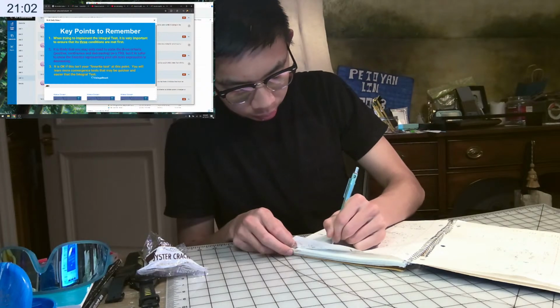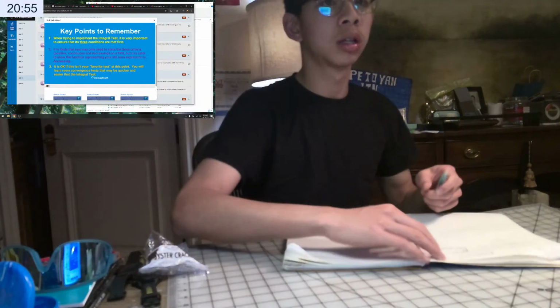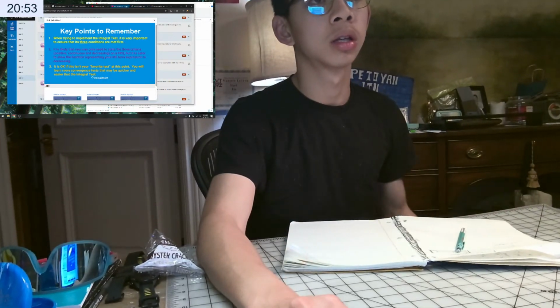And then number three, it's also okay if this is not your favorite test at this point. You're going to learn some more convergence tests that may be quicker and may be easier than the integral test. I don't dislike the integral test, but there's several more that I like.